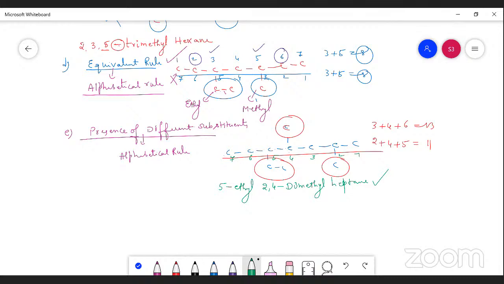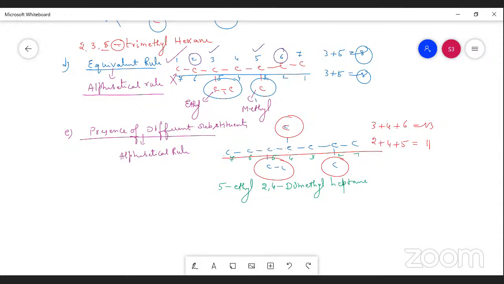So these are the main 5 rules we have to follow. One is the longest chain rule. The next one is the lowest number rule. The third one is the alphabetical rule, then the equivalent rule, and the presence of different substituents. Total 5 rules are there. Just follow these 5 rules.